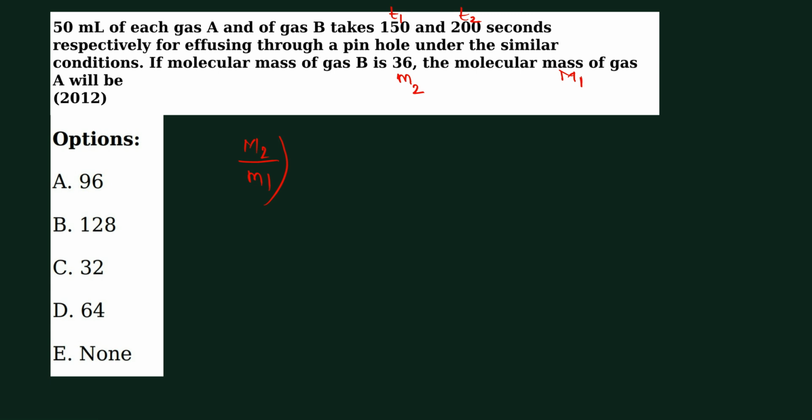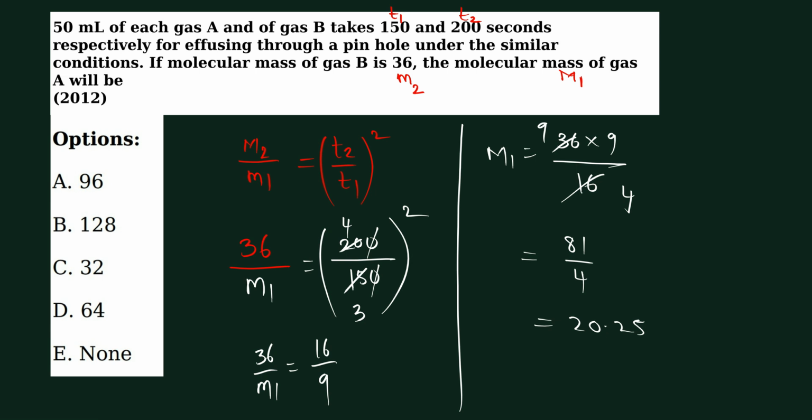We have a formula we just wrote, right? M2 by M1 is equal to T2 by T1 whole square. We just discussed it in the last question. So what is the M2 value here? M2 value is 36, and M1 value is what we need to find. T2 value is 200 seconds and T1 value is 150 seconds, whole square. So the zeros get cancelled, and 5 3s are 15 and 5 4s are 20. So it is 4 by 3 whole square.